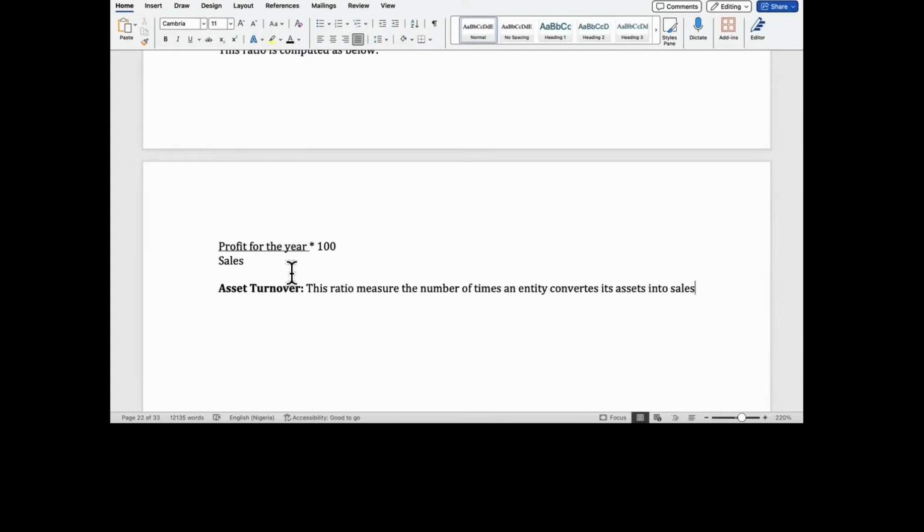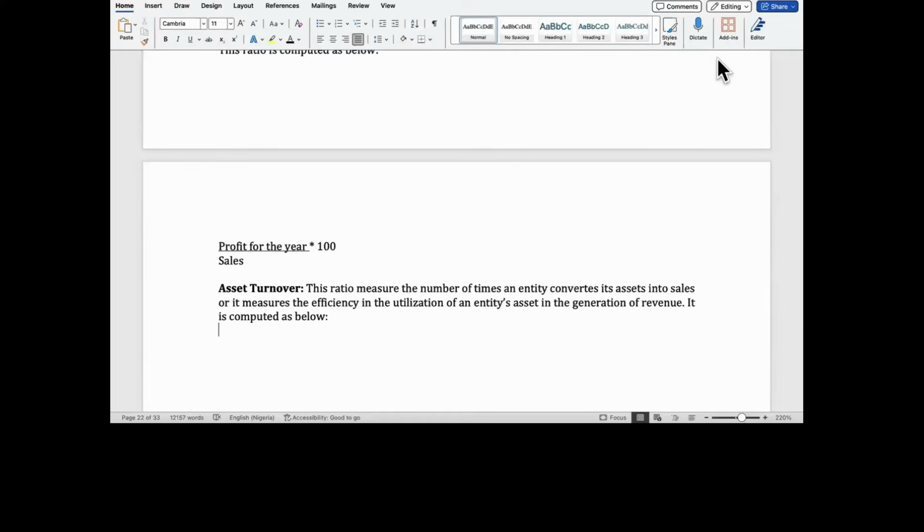Or it measures the efficiency in the utilization of an entity's assets in the generation of revenue. Okay, and it is computed as below.